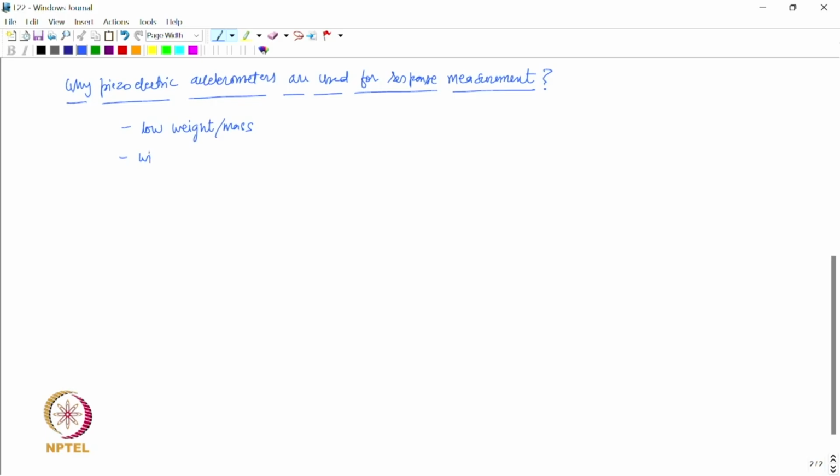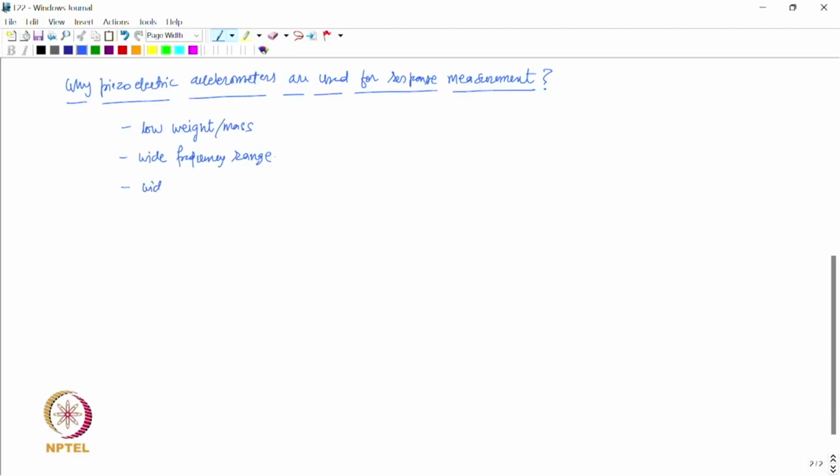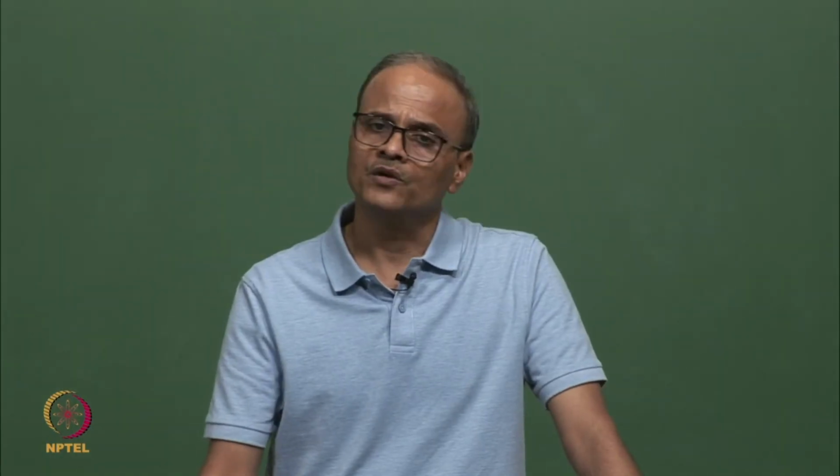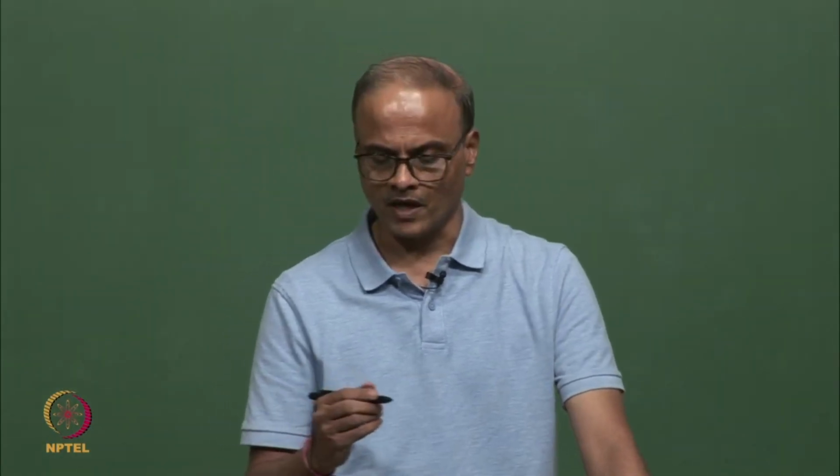Other is that they have a wide frequency range, right. So, accelerometers can be used for measurement over a wide frequency range. In practice often the signals have wide frequency range, and therefore accelerometers are suitable for those measurements. They also have a wide dynamic range, correct. So, the signal amplitudes of low value as well as high values can be measured. So, they have a wide dynamic range.